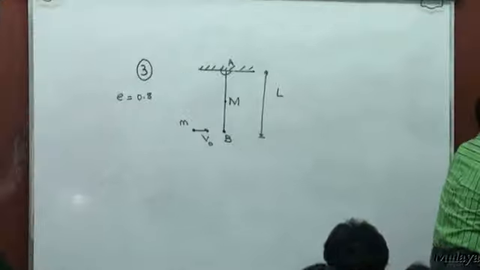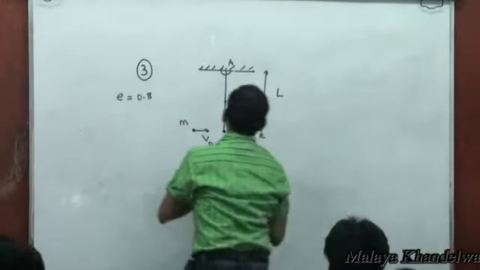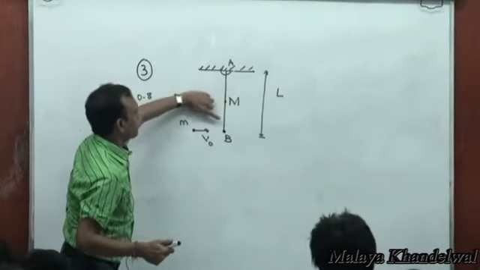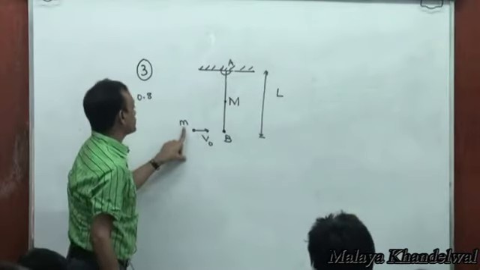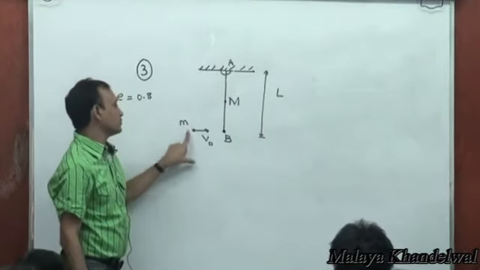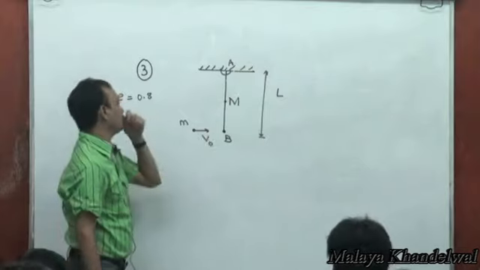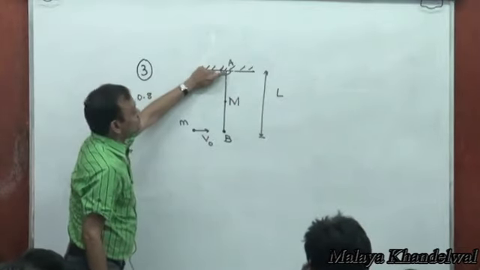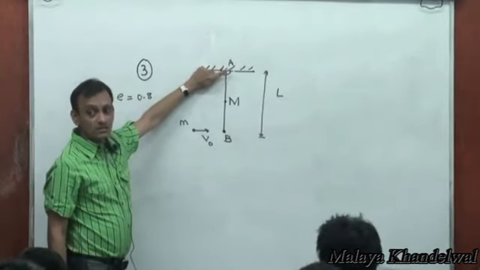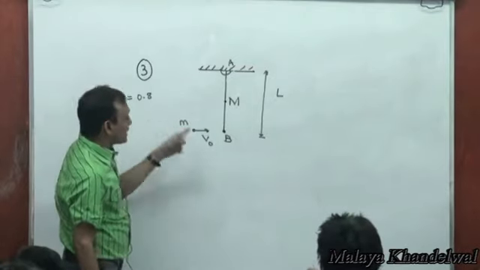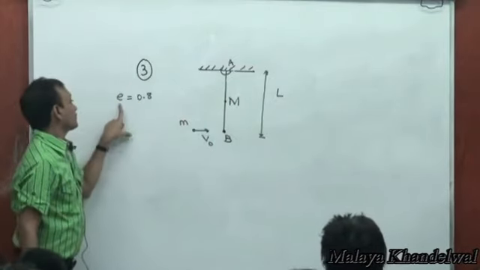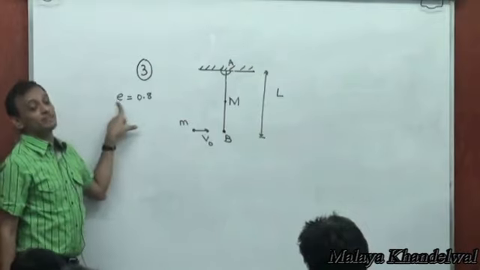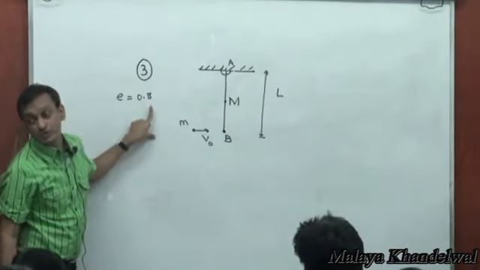Fairly simple. There is this rod of length L, and it's struck at the lowermost point by a sphere of mass m with a velocity v0. And the rod is hinged at A. The impact is characterized by coefficient of restitution being 0.8.